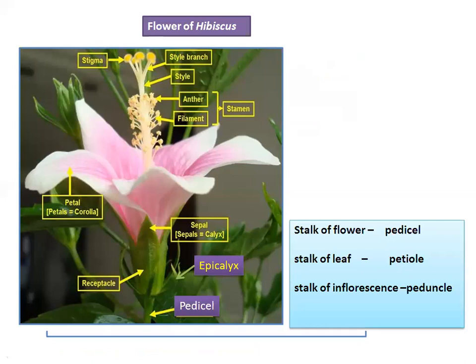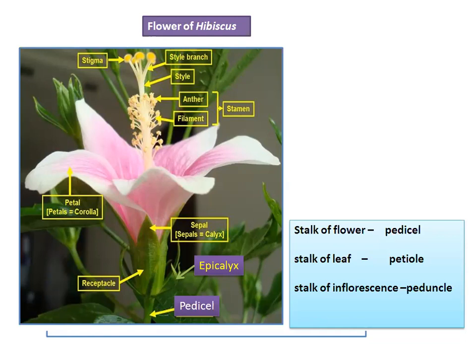Hello students, today we start a new point from the topic reproduction in lower and higher plants. A new point from this topic is sexual reproduction, and we know that the flower is the unit of sexual reproduction in higher plants.